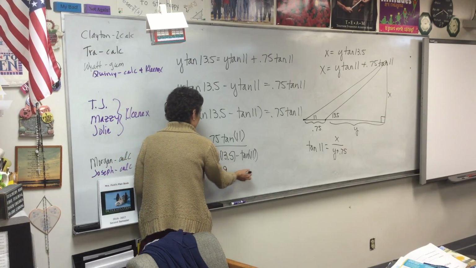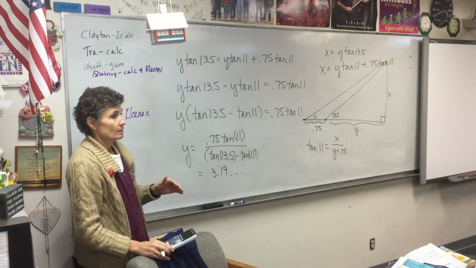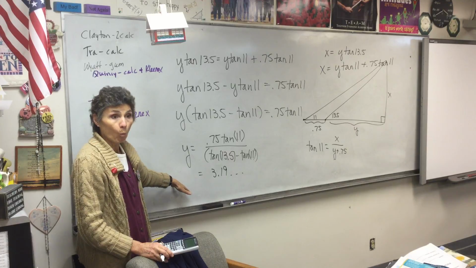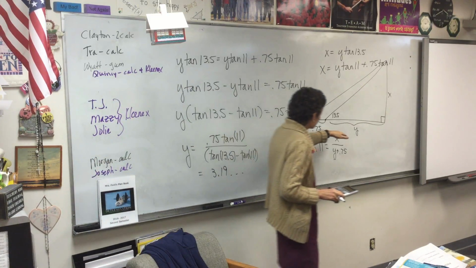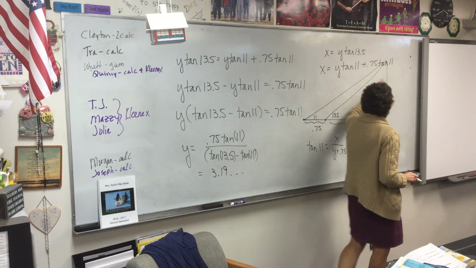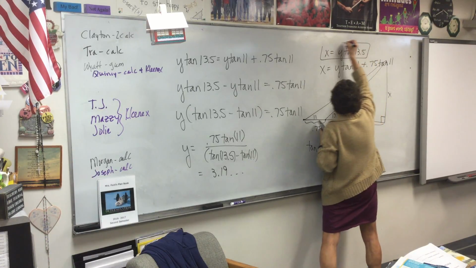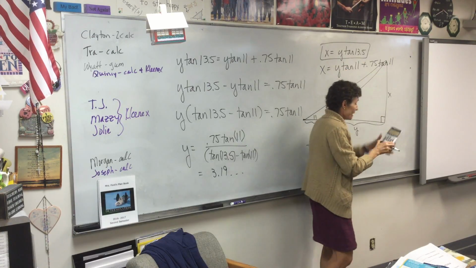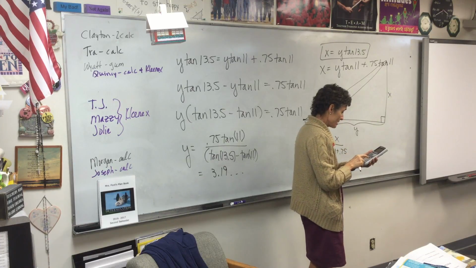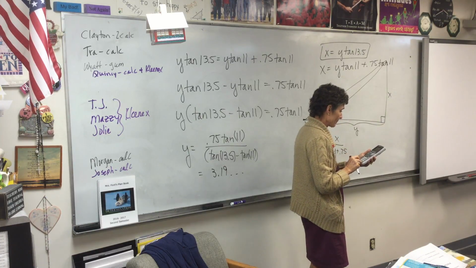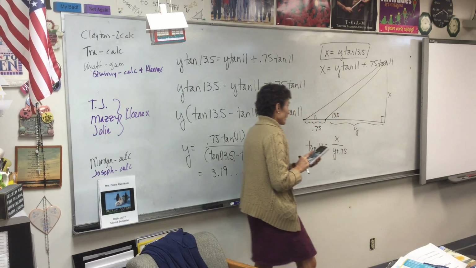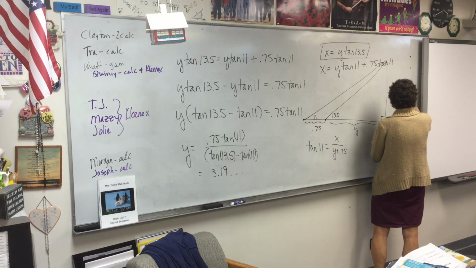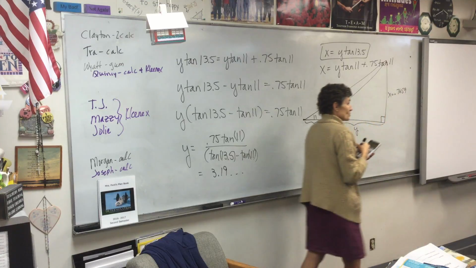I got 3.19, is that something? But whoa, stop, that is not the answer to the question. That's only y. And y is not the height of the building, which was the question. But the good news is, to get the height of the building, all you have to do is take the number on your calculator and times it by tan 13.5. And that will give you the height of the building, which is 0.7659, and round to whatever the directions tell us to round.